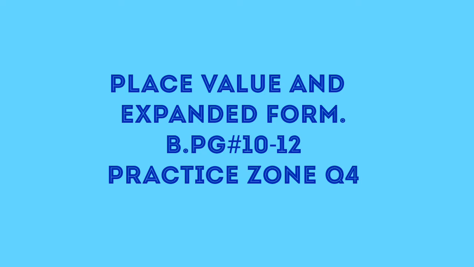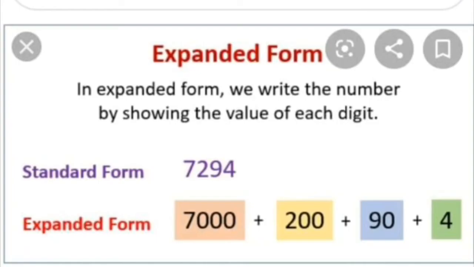Today's topic is place value in expanded form, and we will work on page number 10 to 12 and practice on question 4. What is expanded form? In expanded form, we write the number by showing the value of each digit. As you can see in this example, standard form of 7294 and expanded form we separated thousands, hundreds, tens, and ones.